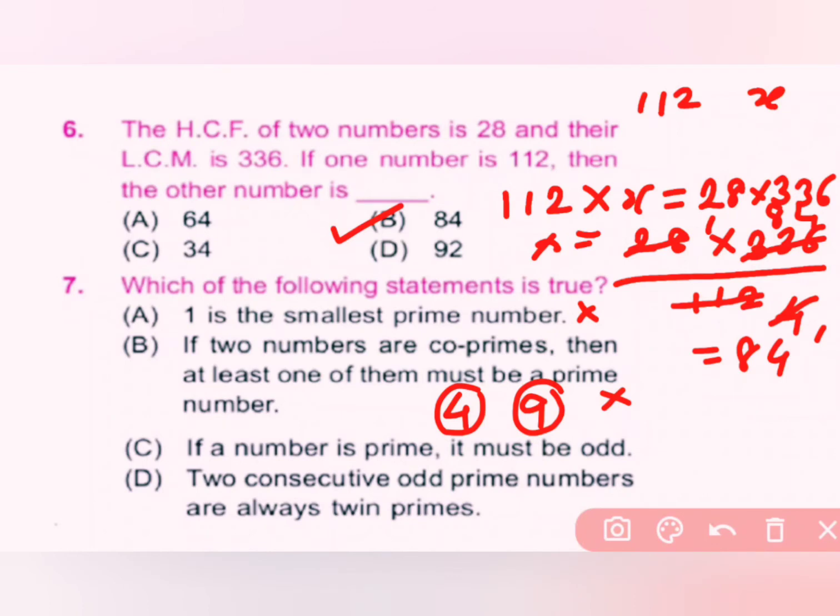Statement C. If number is prime, it must be odd. 2 is prime number, but 2 is not odd number. So this answer also incorrect. Option D. Two consecutive odd numbers are always twin prime. This is the correct statement. So D is correct answer.